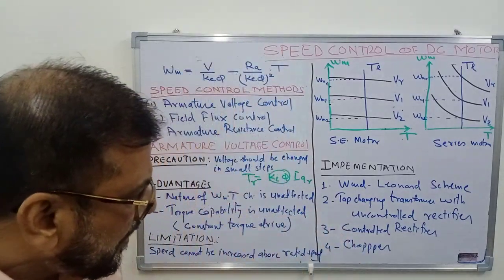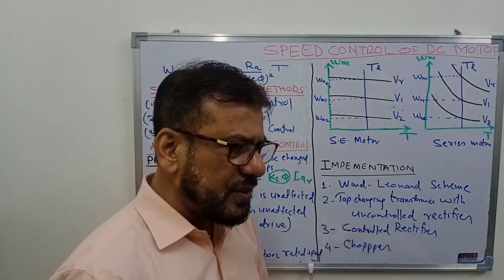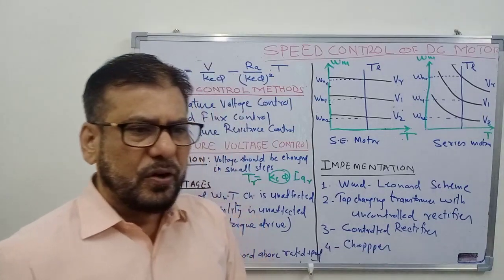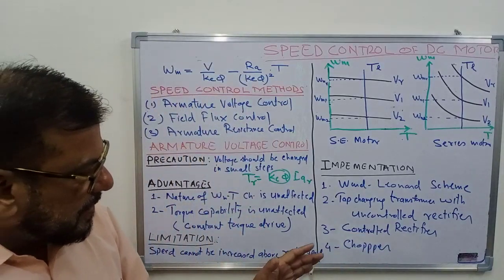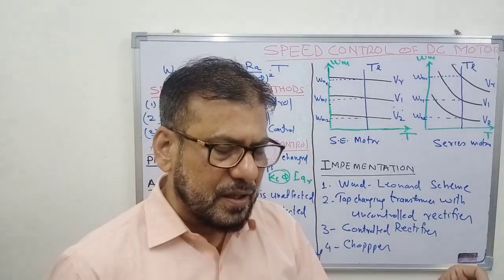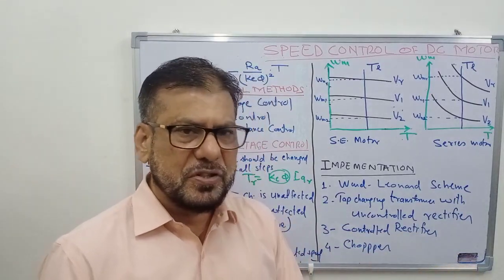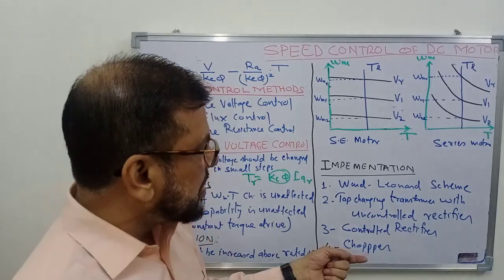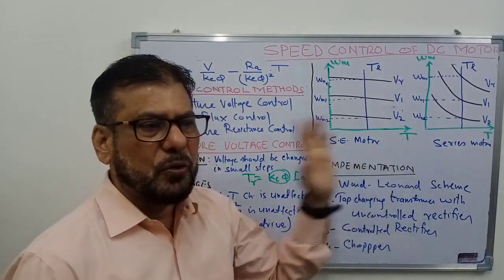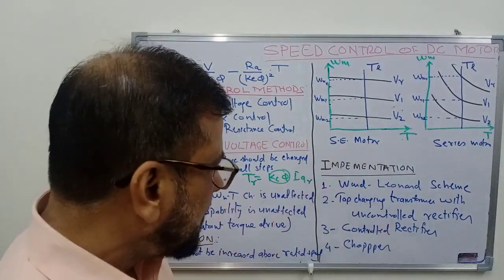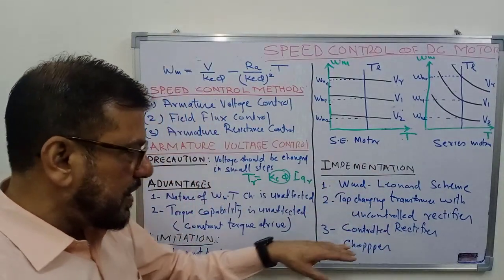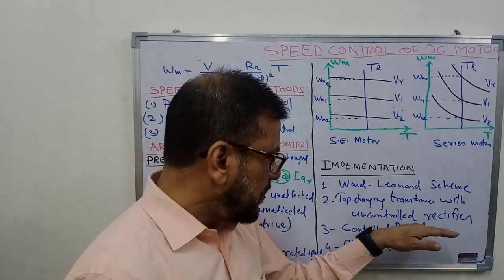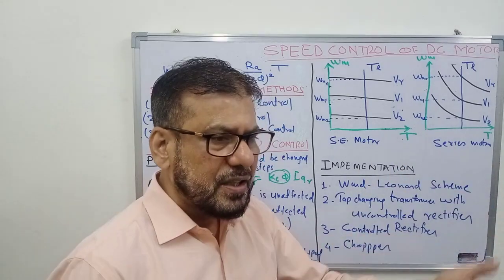And in case the supply is DC, you have another option that you can have a chopper or DC to DC converter, where by changing the duty ratio of the chopper, you can change the average output voltage, and hence you can change the speed of the motor. So these are the three methods. We shall discuss in detail the controlled rectifier method and chopper control method in the coming lectures.